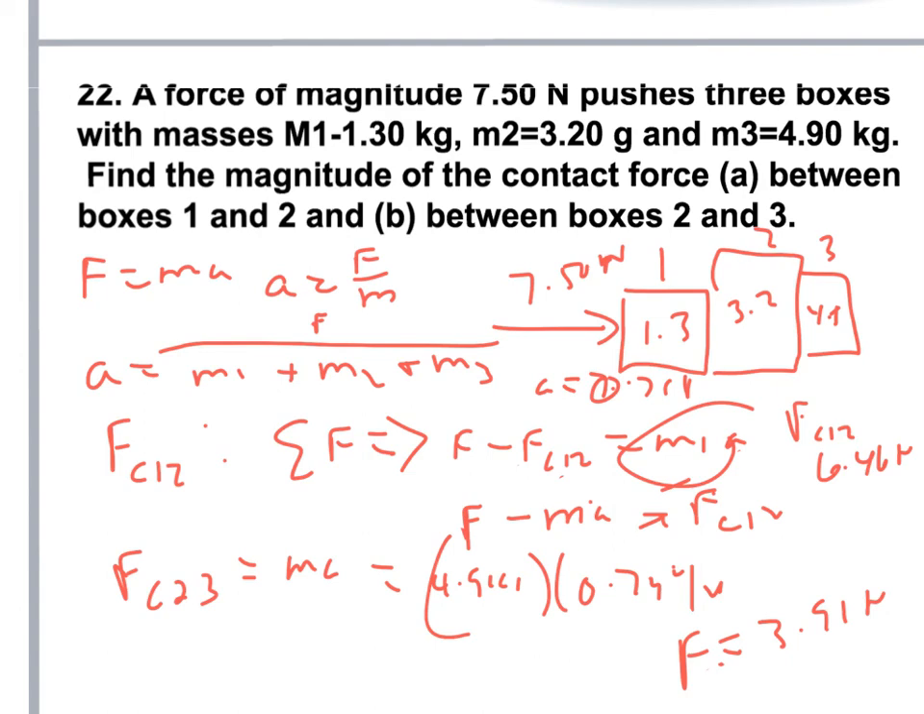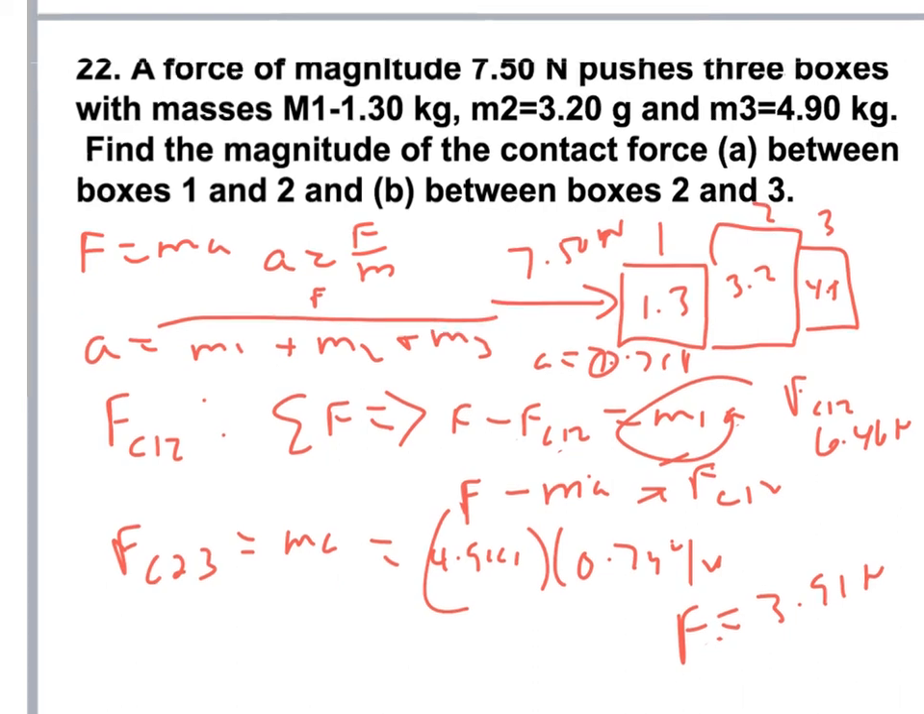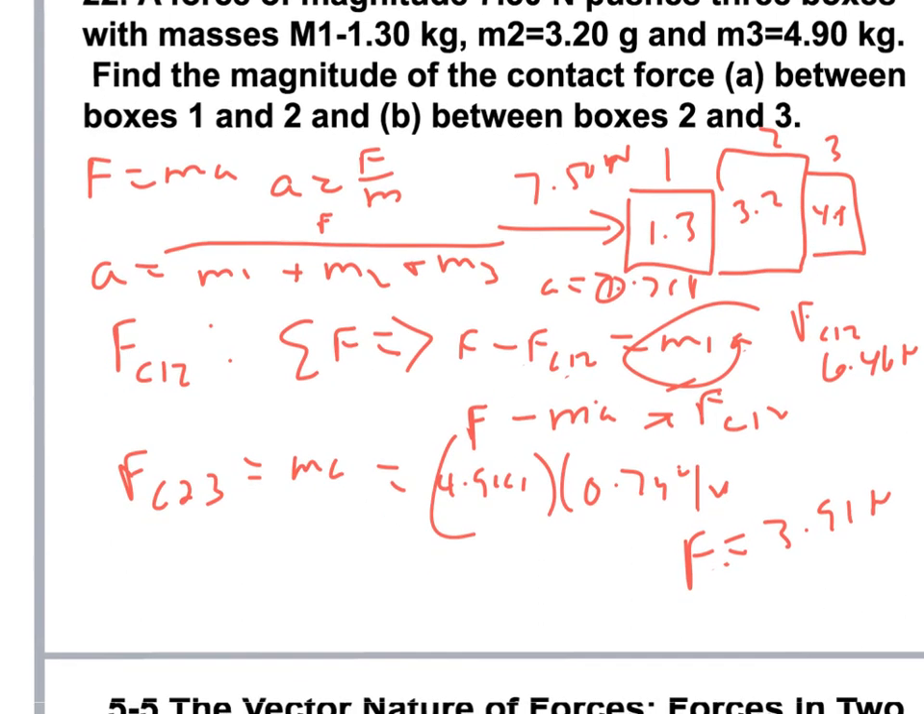So another way to solve this is to think of the contact force between 1 and 2 as accelerating boxes 2 and 3, and you can actually take our summation of our forces equal to m1 plus m3 times a. So that's an alternative way of solving it, and you get the same answer if you wanted to go that route.